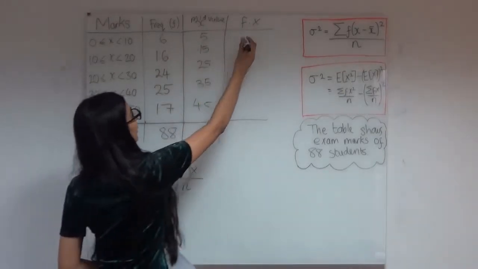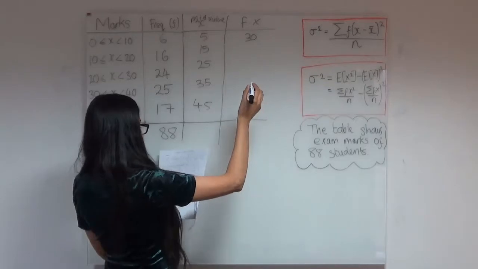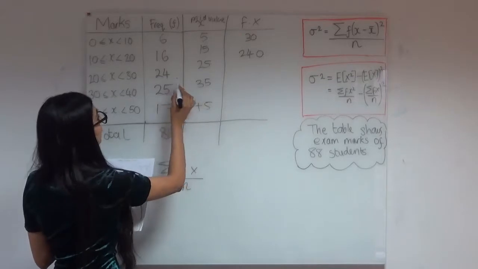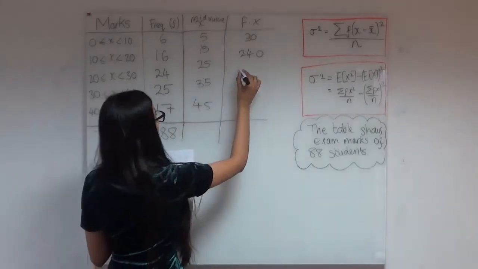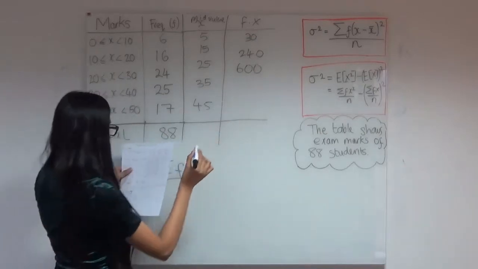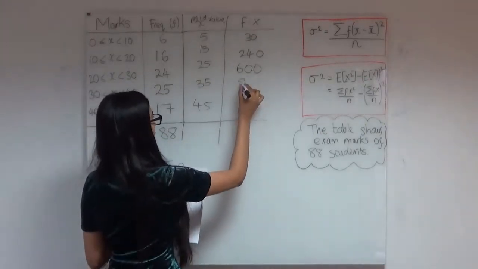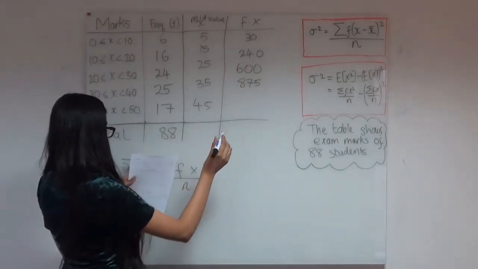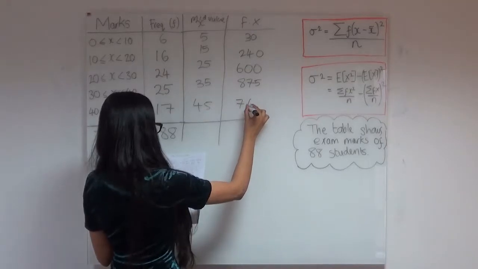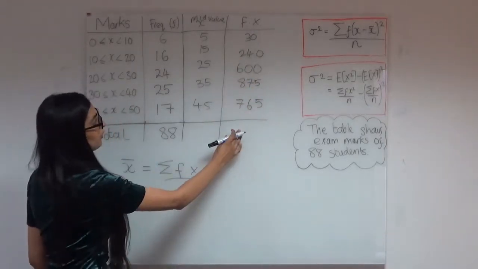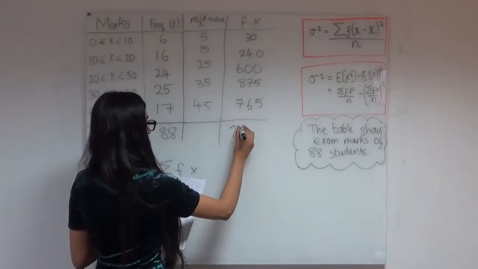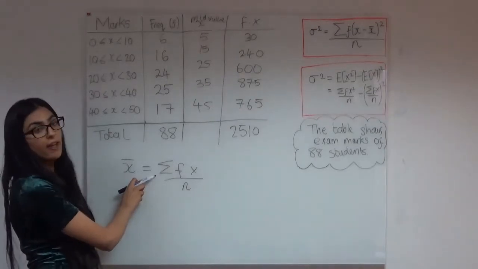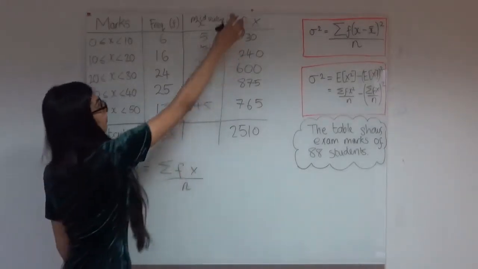We've got 6 times 5, which is 30. Then 16 times 15, which is 240. Then 24 times 25, which is 600. Then 25 times 35, 875. Then 17 times 45, which is 765. If we total these up, we will get 2,510. This number represents the sum of fx, because it's the sum of the fx column.